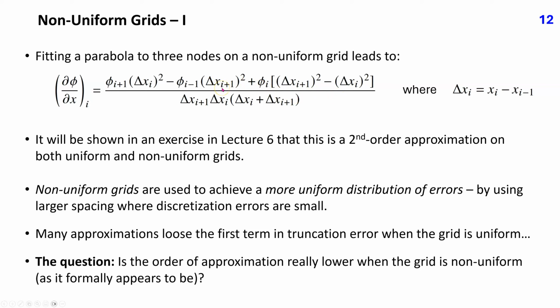It will be shown in an exercise in lecture 6 that this is a second-order approximation on both uniform and non-uniform grids. Non-uniform grids are used to achieve a more uniform distribution of errors by using larger spacing where discretization errors are small. Many approximations lose the first term in truncation error when the grid is uniform, as was the case with central difference approximation described in slide 8. One may ask the question, is the order of approximation really lower when the grid is non-uniform, as it formally appears to be? We shall answer that question in the next two slides.